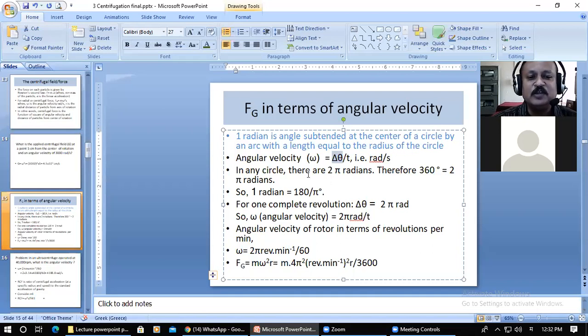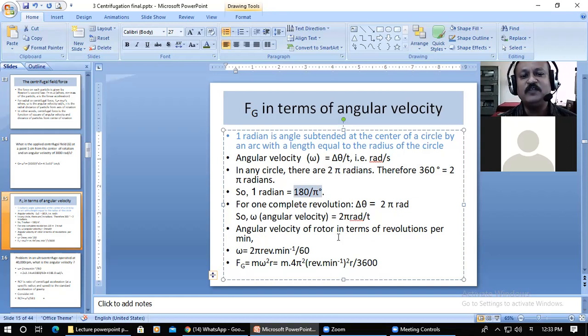Now in any circle, you know that there are 2 pi radians. The circumference of a circle is 2 pi r. Because the radian is also equal to the radius, in terms of the degree, we are putting here that there are 2 pi radian in any circle. Therefore, if it is a complete 360-degree circle, then we have 2 pi radian. 360 degrees is equal to 2 pi radian. And therefore, if you want to know how much is 1 radian, then 1 radian is equal to 180 divided by pi, in degrees.